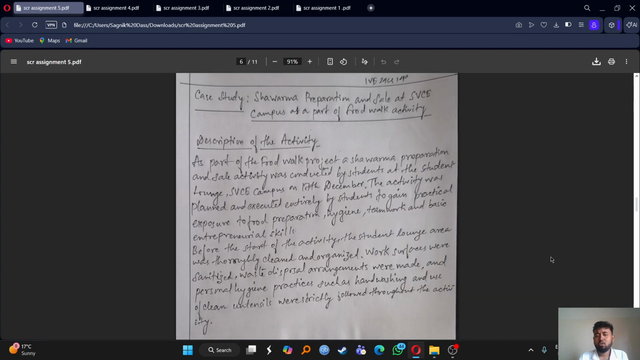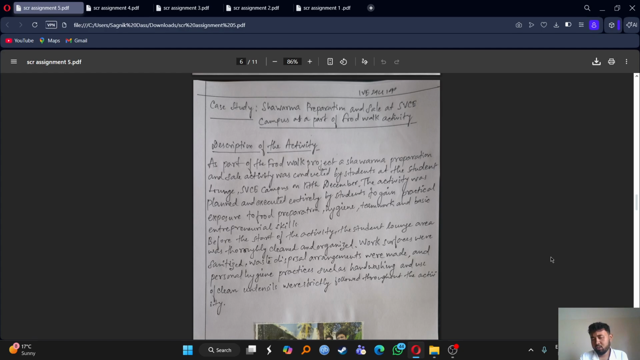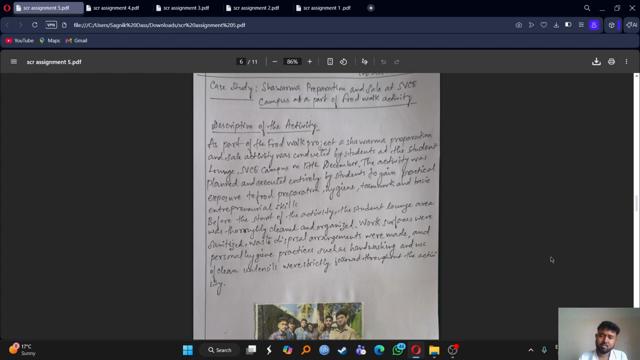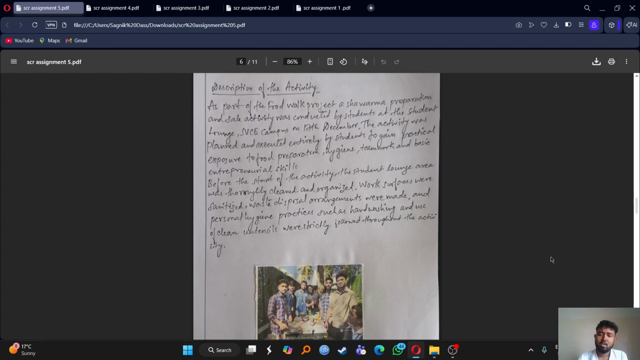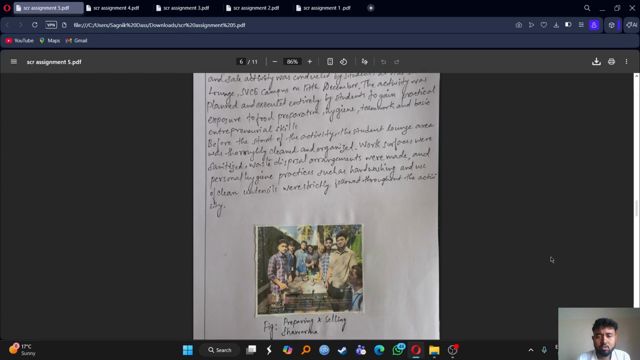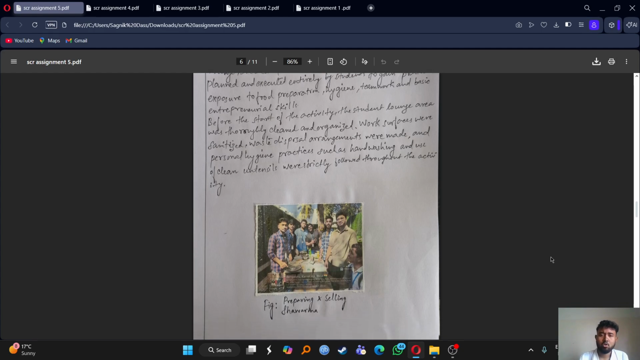Case study, the description of the activity. As I already told, we did the activity in which we put one shawarma stall in the campus itself, in the student lounge on 17th of December. The activity was planned and executed entirely by students to gain practical exposure to food preparation, hygiene, teamwork, and basic entrepreneurial skills. We also learned from this.